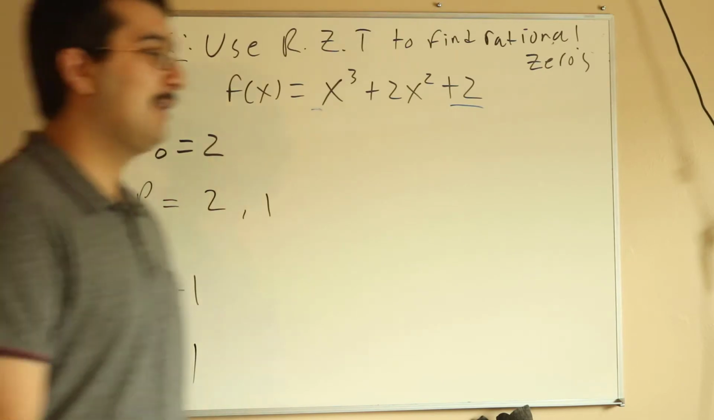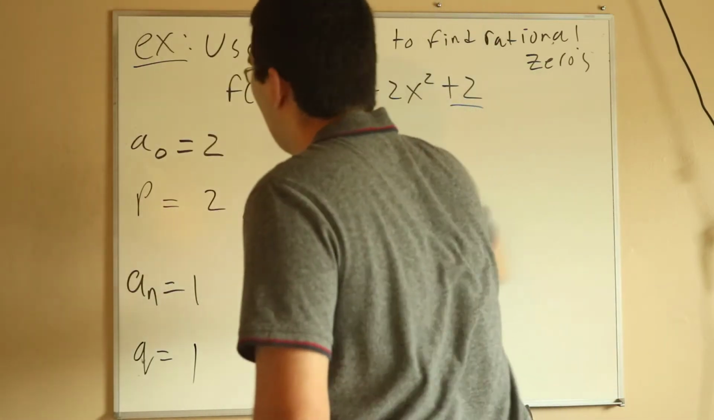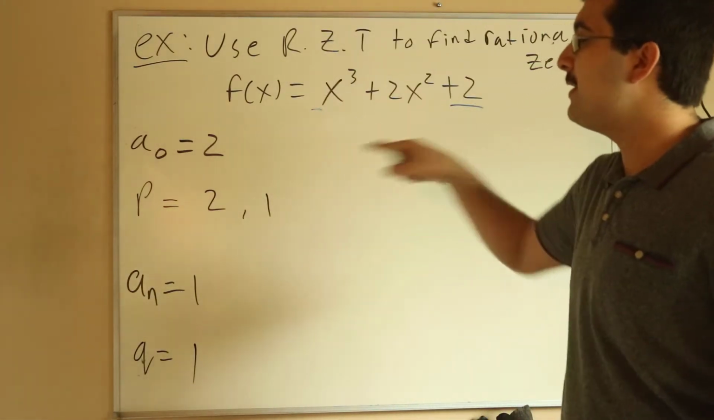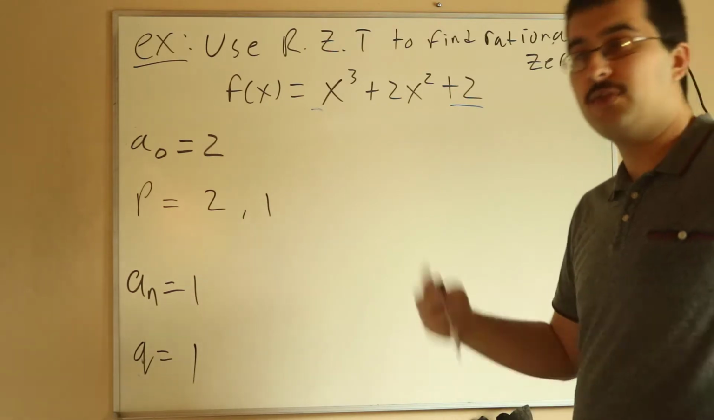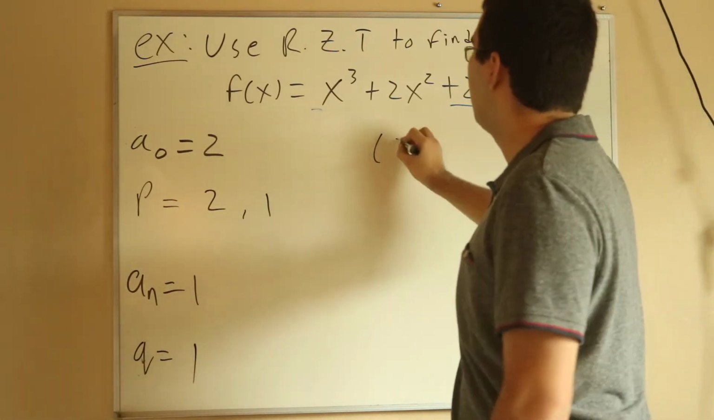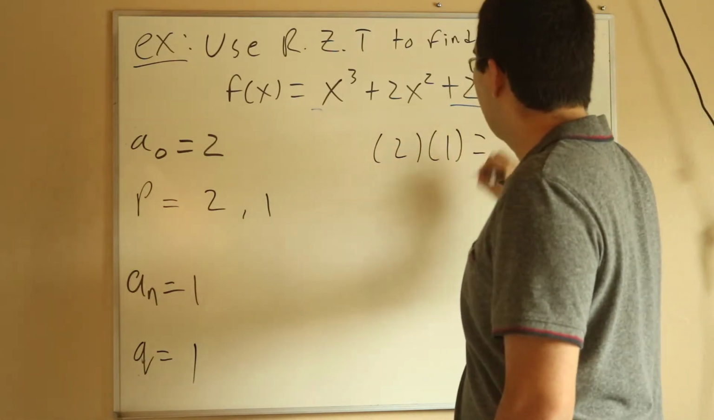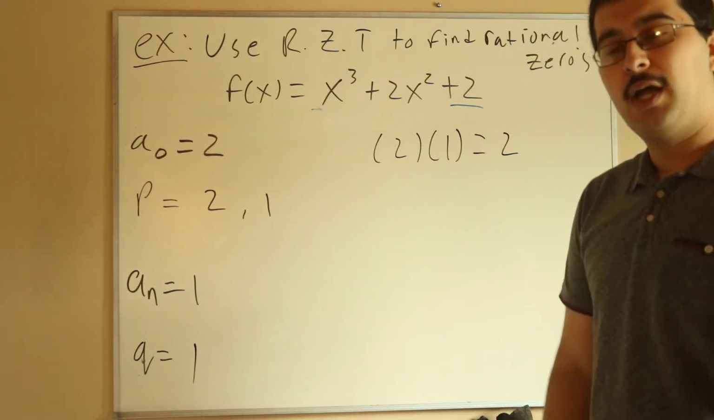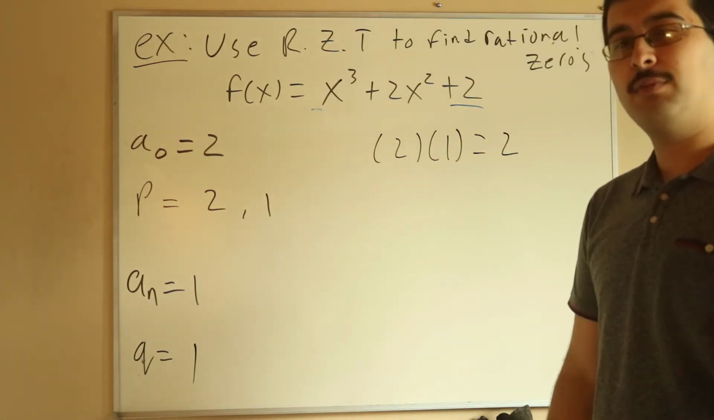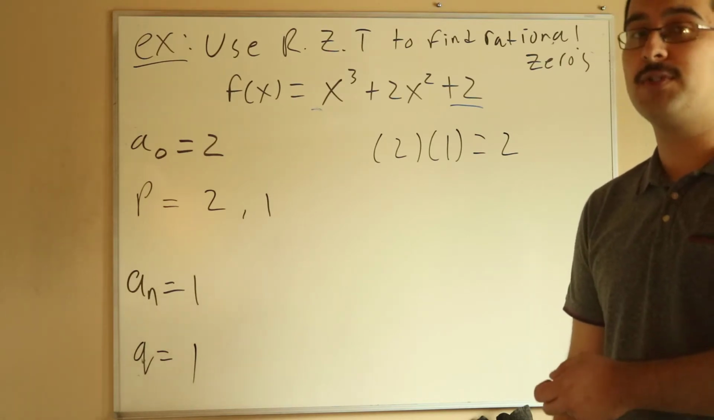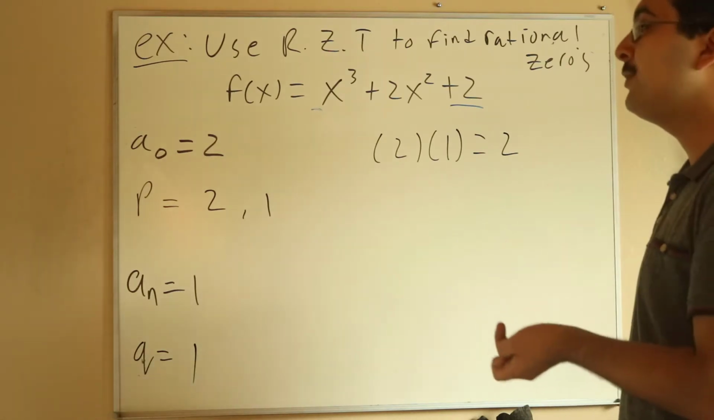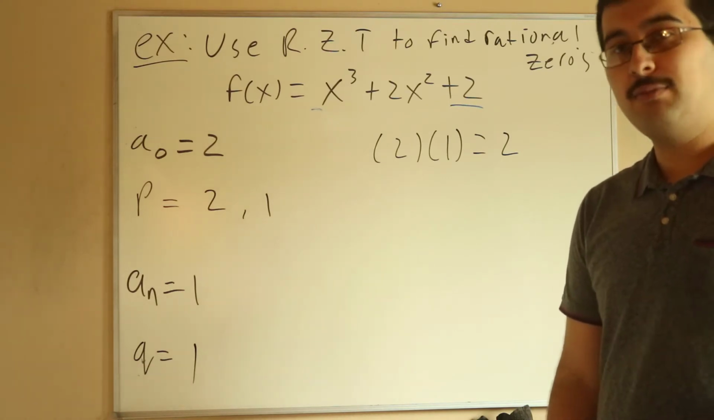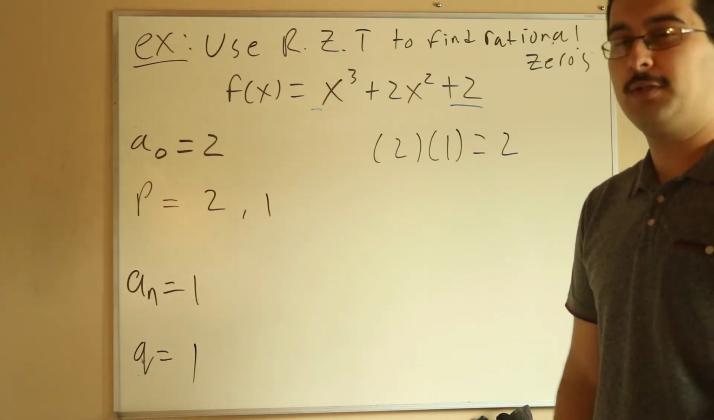Okay, so let's think about this, all right? First off, let's understand. I said for P, 2 and 1 are factors of 2. Well, why is that? That is because when I multiply 2 and 1 together, I get 2. Now, I'm going to make the claim there are 2 other integer numbers that exist in which I can multiply them together and get 2 back. And they're not 2 and 1.